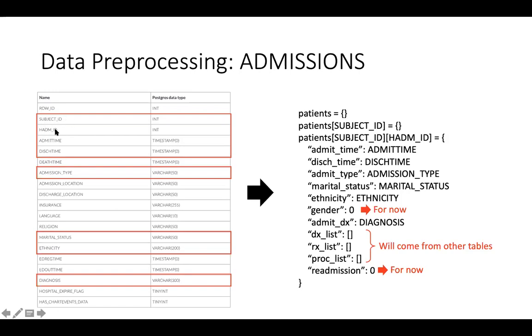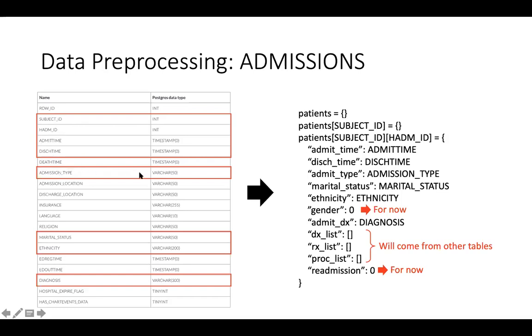HADM ID is the unique identifier for each hospital stay. So if you visit the hospital one time, then you generate one HADM ID. If you visit the hospital 2 times, then you, as a subject ID, possess 2 unique HADM IDs because you visited the hospital twice. Admission time, discharge time, hopefully this is obvious. This is when you are admitted to the hospital. This is when you leave the hospital. These are all timestamps.